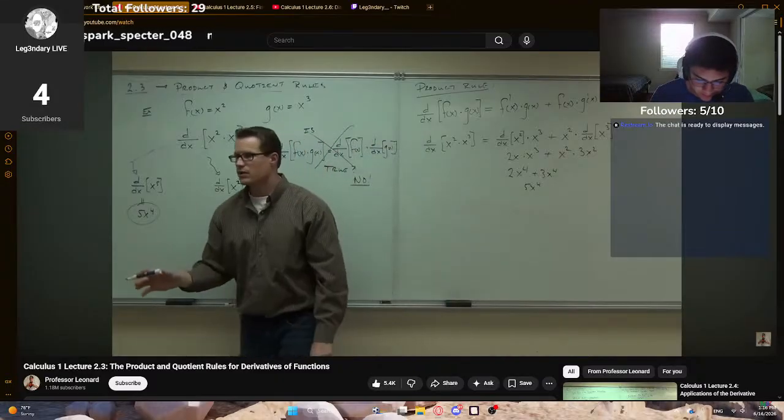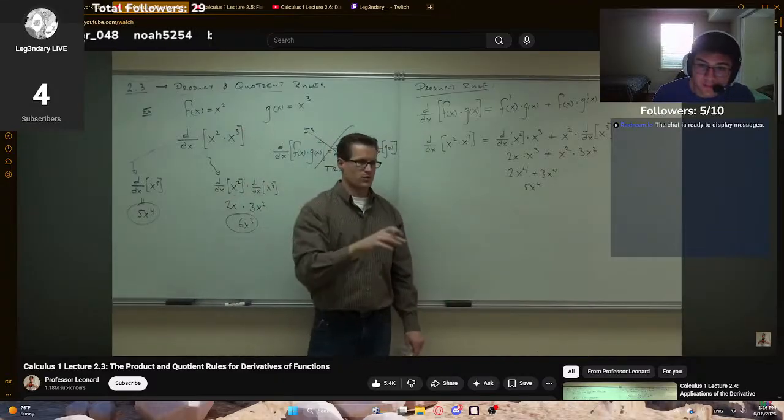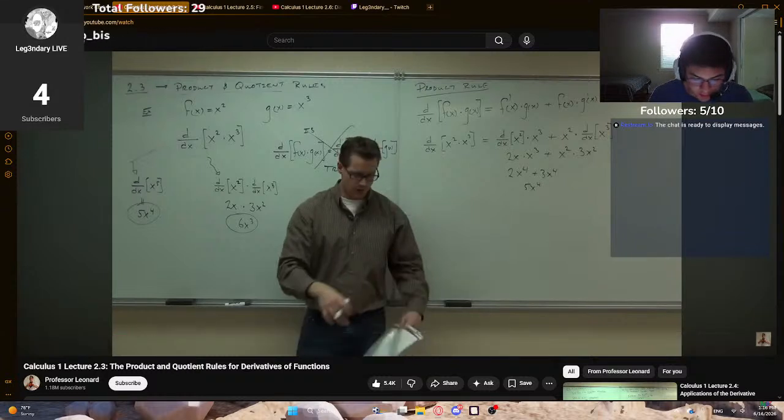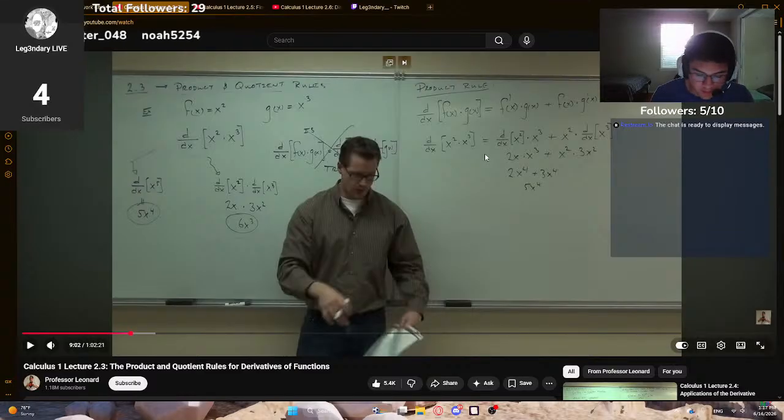That's not a proof. That says it works for that example. You have to be able to prove it works for every example. How do you combine those? Oh, he multiplied. 2x to the fourth plus 3x to the fourth. Yes. Equals 5x to the fourth.